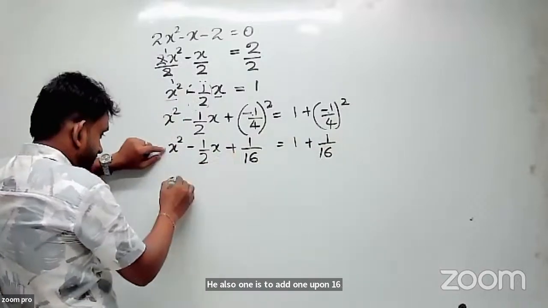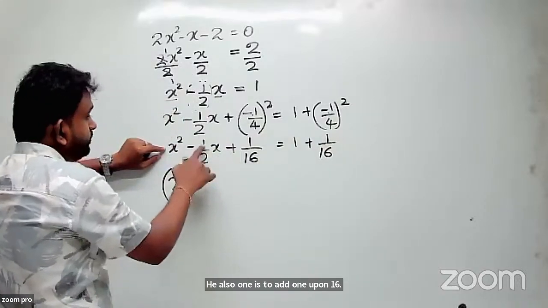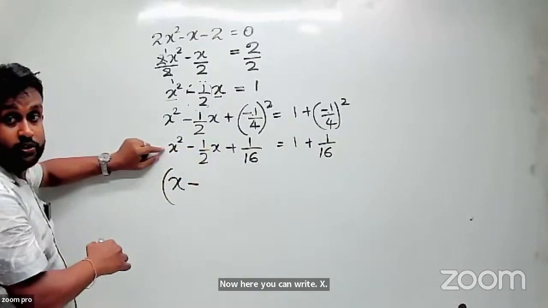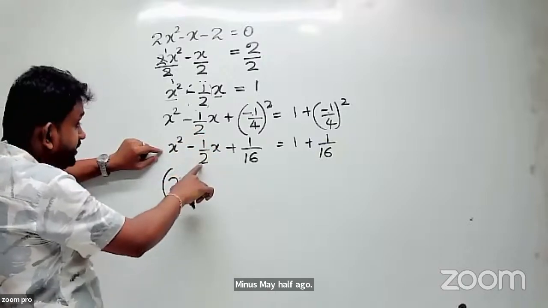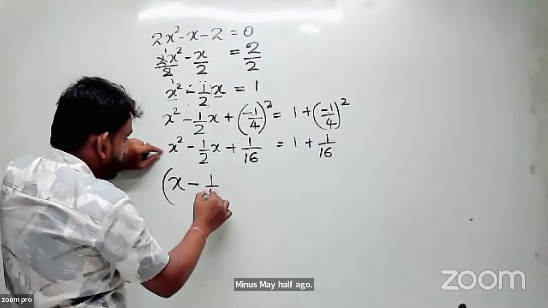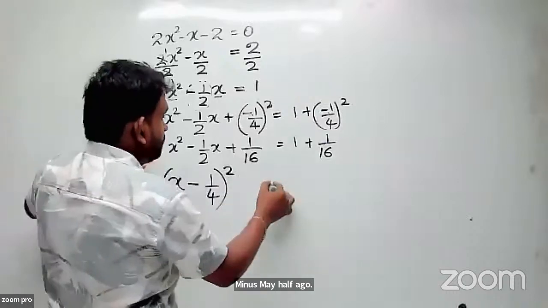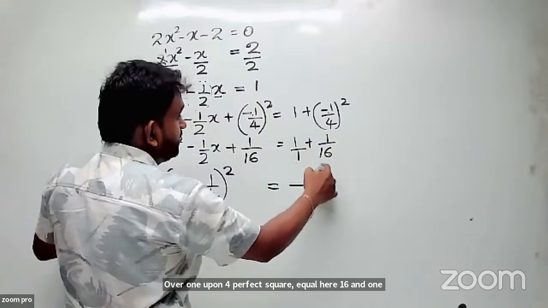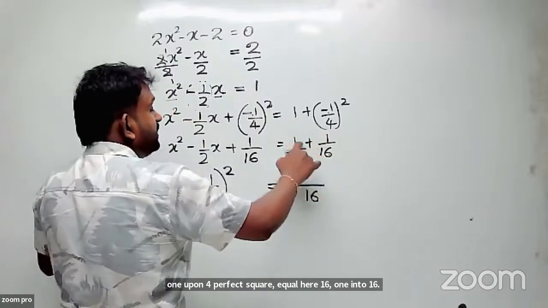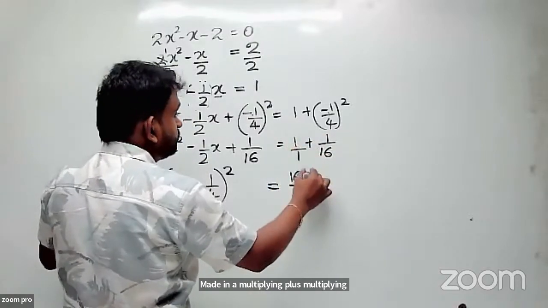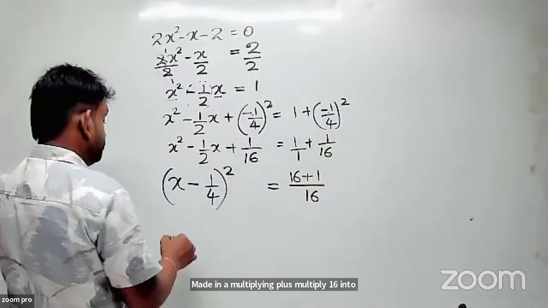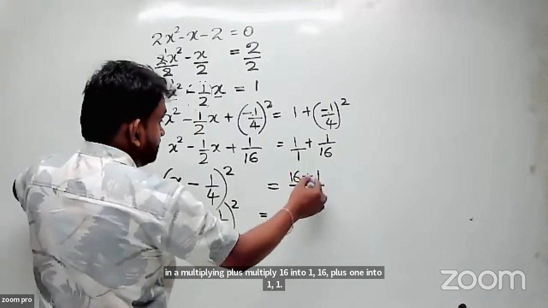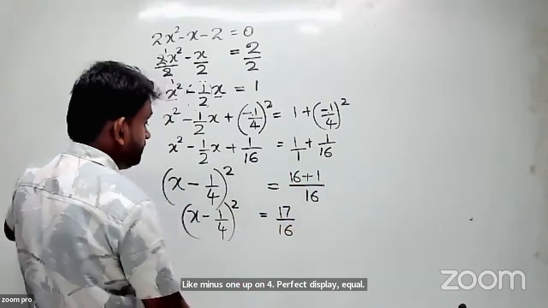Now here you can write x minus, taking the half of this coefficient. Remember the x coefficient is 1 upon 2, so what is its half? The denominator is multiplied by 2, so 1 upon 4. Perfect square equals, on the right, 1 upon 16 plus 1. Cross multiply: 1 into 16 is 16, plus 1 into 1 is 1. So x minus 1 upon 4 perfect square equals 17 upon 16.